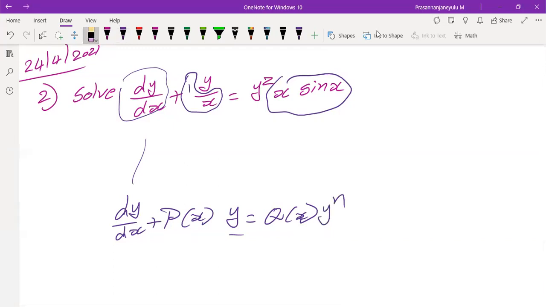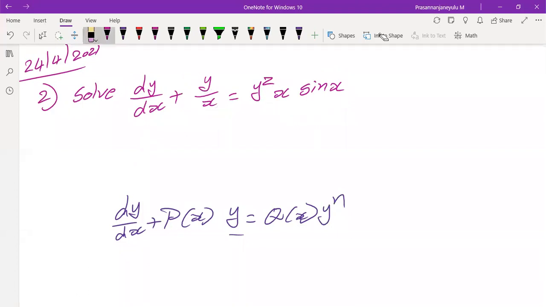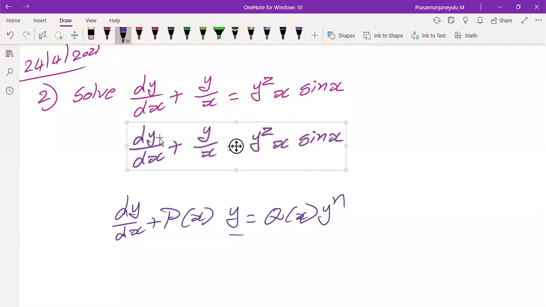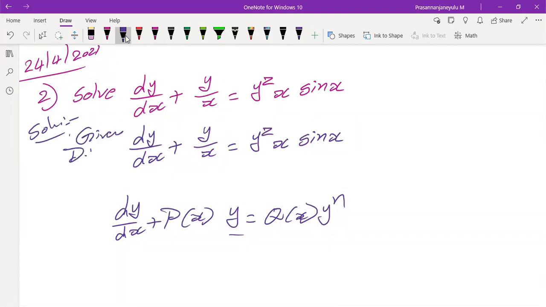In that case, what we have to do? What we have to identify? The given differential equation is a Bernoulli's differential equation in y. Okay, so rewriting this, the given differential equation is dy by dx plus y by x is equals to y square into x sine x.